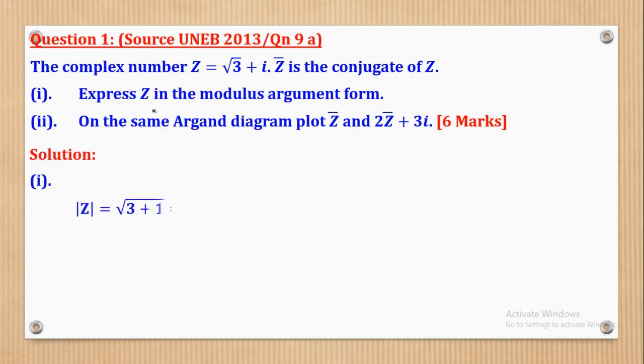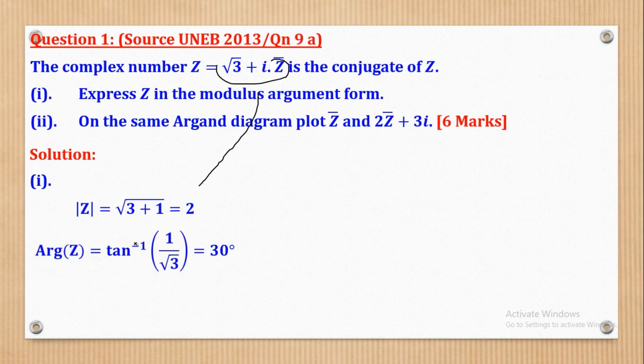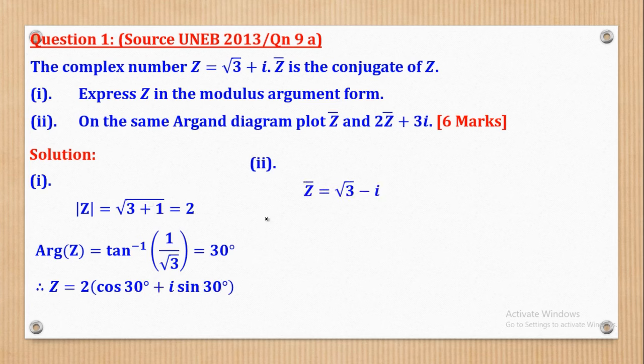Okay, so first of all, it starts with Roman 1. For this one, modulus is that, and argument will be that, because this is the first quadrant, therefore it will be arctan imaginary over real, and that is 30 degrees. So now that I know the modulus and argument, I can express it in modulus argument form. Don't forget this i. That is Roman 1.